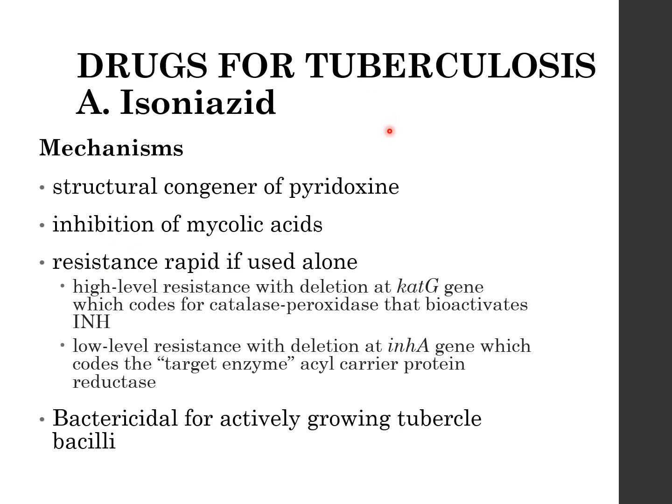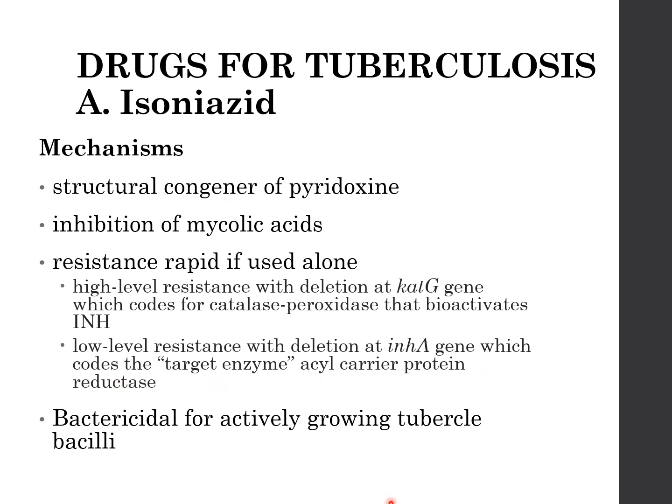Okay, we have your isoniazid. It is a structural congener of pyridoxine, and it acts by inhibiting the special fatty acid in the cell wall of the Mycobacterium tuberculosis, which is your mycolic acid. If used alone, resistance develops rapidly. High-level resistance comes with deletion of your KATG gene, which encodes catalase peroxidase that bioactivates isoniazid. Low-level resistance comes with deletion of your INHA gene, which codes for the target enzyme acyl carrier protein reductase.